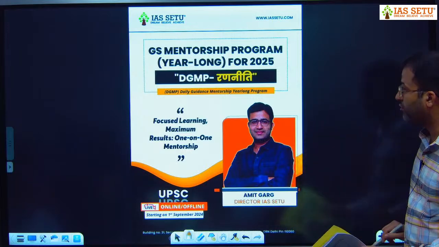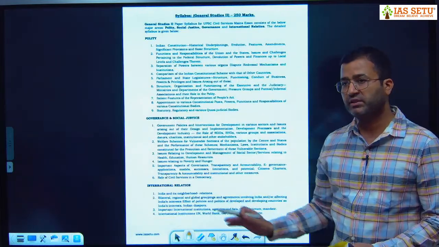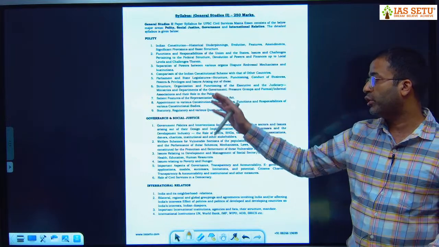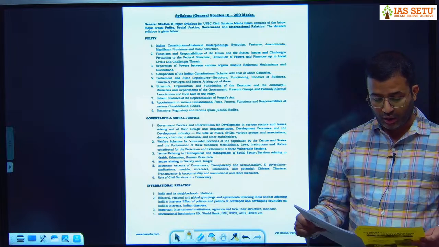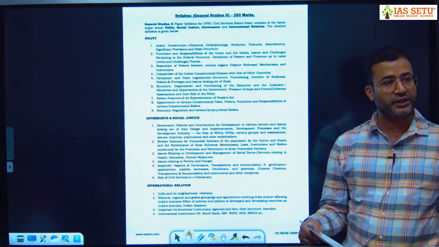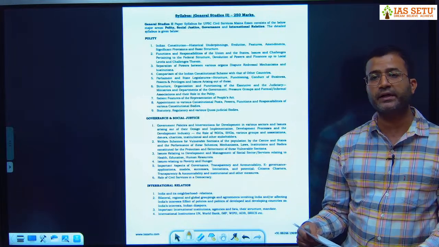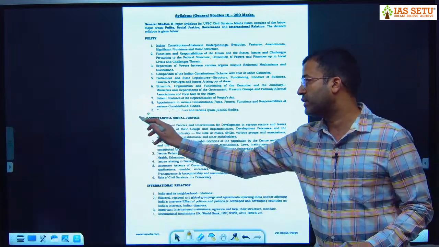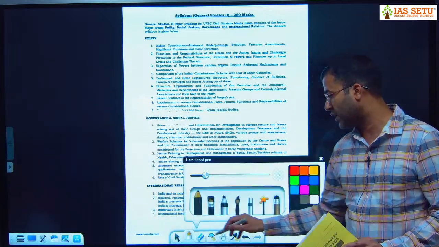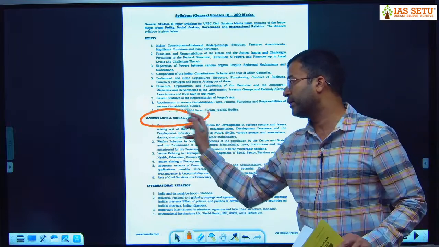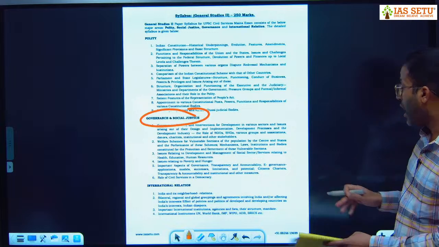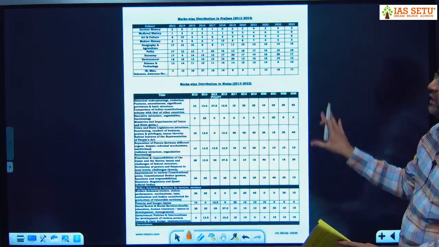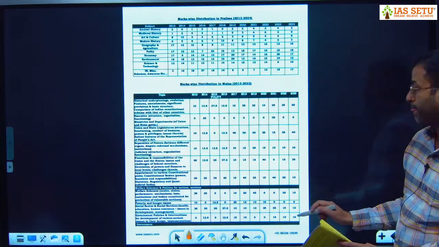See what we have given in this booklet. This is the syllabus you have with you. We have polity, governance, social justice and IR. You can divide it in 4 parts: polity, governance, social justice separately, but otherwise we take governance and social justice together. Governance and social justice, page number 2. After that, we have given the analysis of the last 10 years.